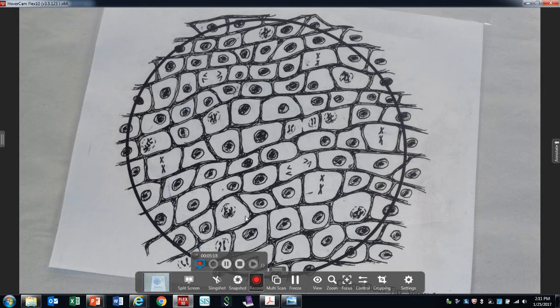So, you can see here's a prophase where the nuclear membrane is starting to disappear. But you see the nuclear membrane starting to appear. All right, we'll talk about the calculations next.